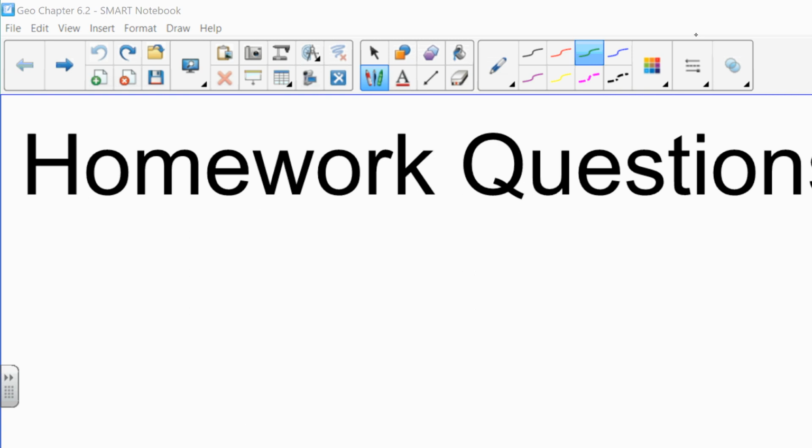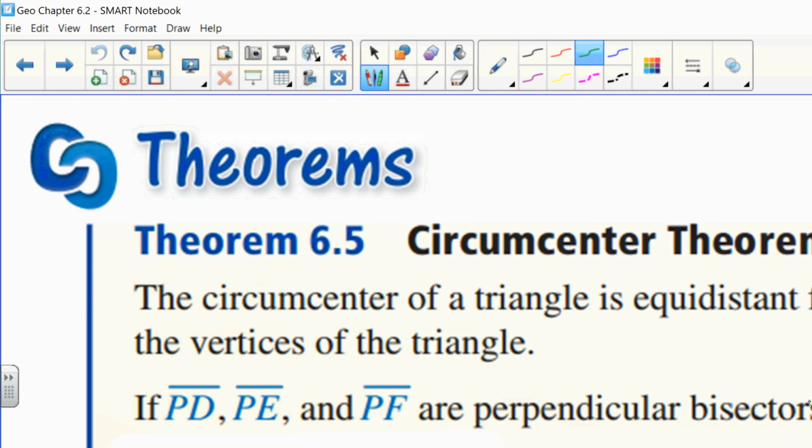All right, guys, there are two main things we're looking at today. One of them is circumcenter and the other is incenter. Now, the circumcenter of a triangle is equidistant from the vertices. So this point P is equidistant to the vertices, or the angles. That means these three line segments here are going to be congruent to each other.